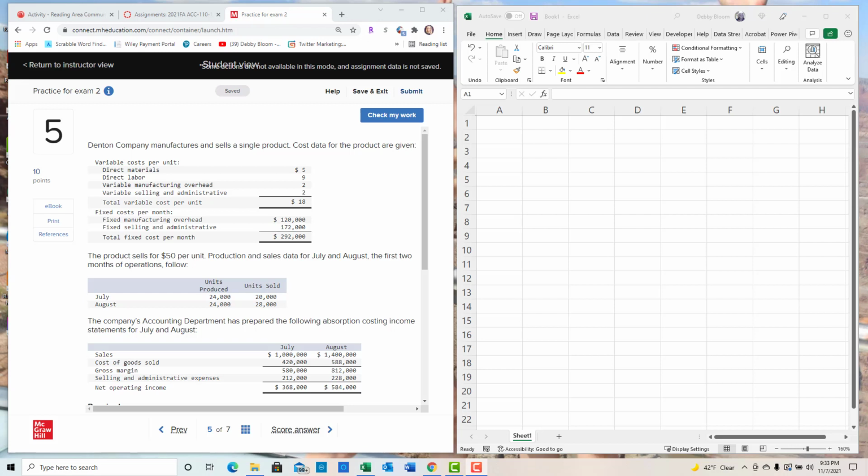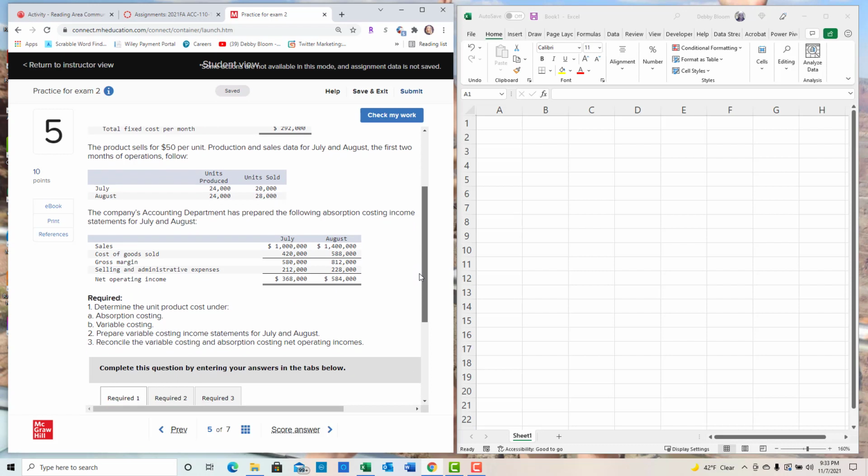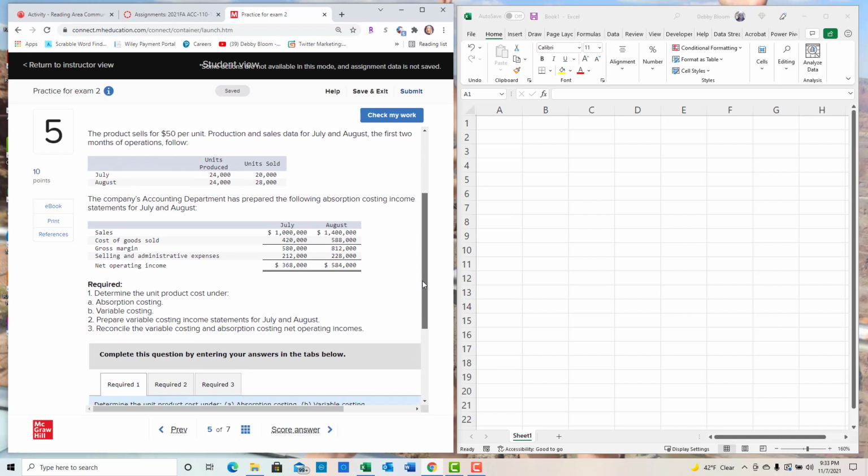In this video, we're going to work on Practice Exam 2, problem number 5. Problem number 5 is on variable and absorption costing. So we're given variable cost per unit, we're given fixed cost per unit, we know the product sells for $50, we're given production and sales data for the first 2 months of operations, and then moving on, we're given the absorption costing income statements for July and August.